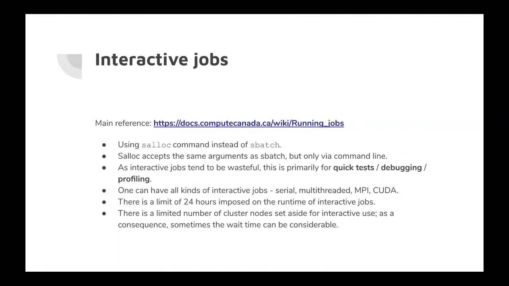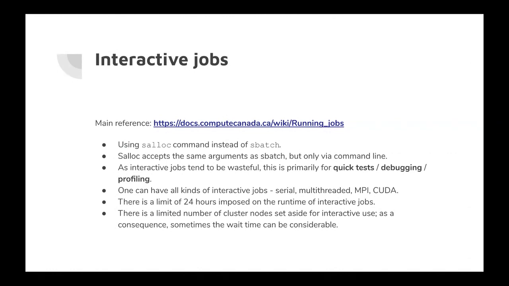You should be aware there is a limit of 24 hours imposed on all these interactive jobs for a very good reason. Interactive jobs tend to be very wasteful. Most of the time you do nothing, you just sit, not using CPU cycles because it's interactive. Another thing you have to be aware of, there is a limited number of nodes set aside on each cluster for this interactive use. Sometimes you're lucky, you almost instantly get access to your interactive shell. Sometimes you have to wait an hour. Also it depends how much resource you are asking for. So this is the slide about this topic.